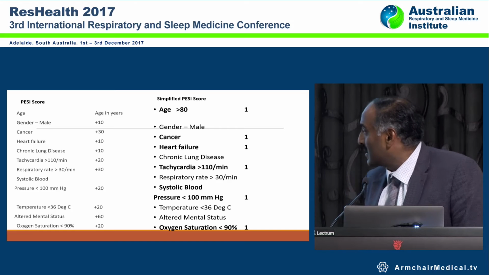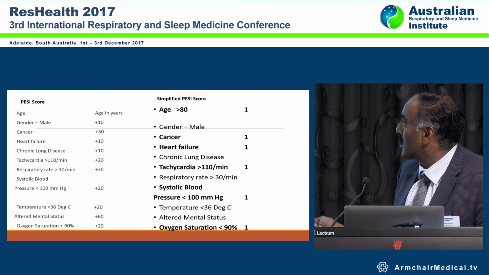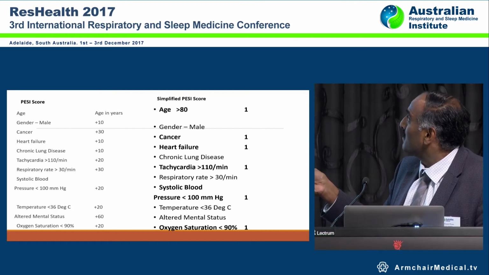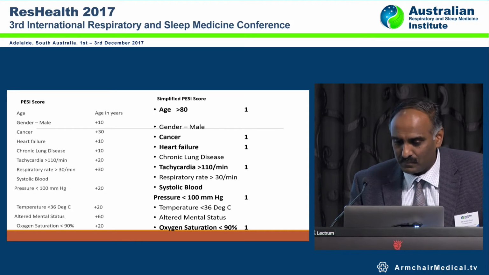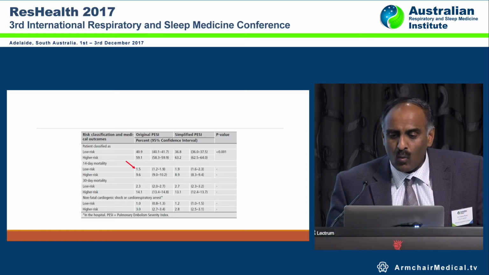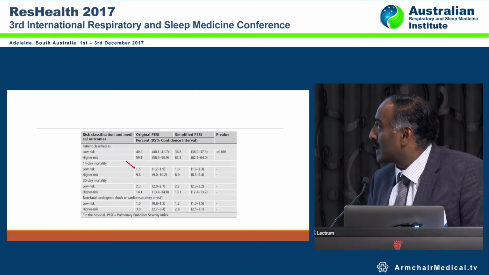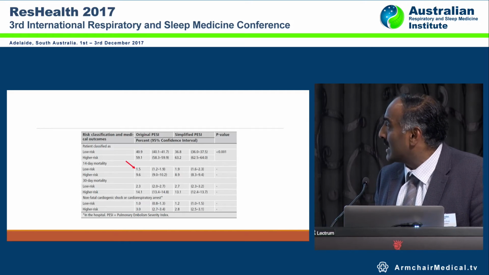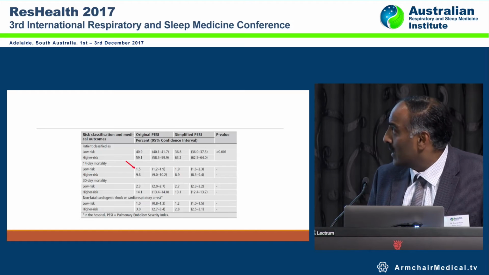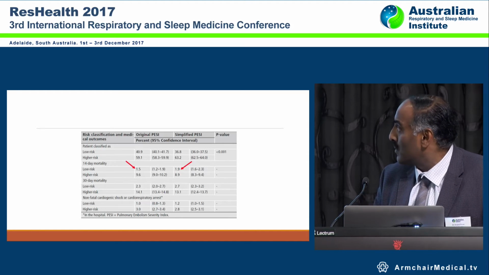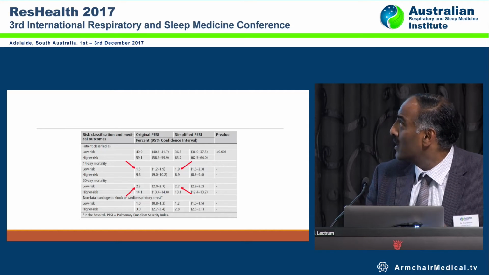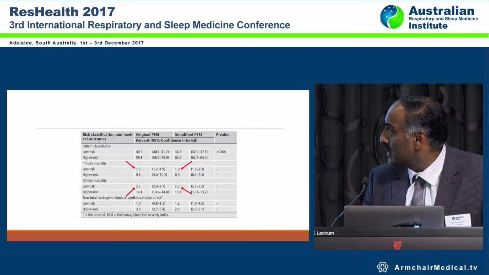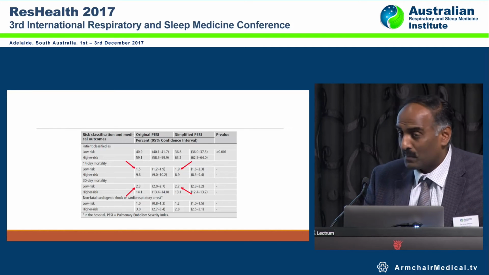So if you look at the factors: hypoxemia, blood pressure, tachycardia, heart failure, malignancy, and age. So that's pretty much it. It's something which can be done easily at the bedside. Now, what is the risk of mortality at 14 and 30 days? There we are, 1.5 and 1.9 with the simplified PESI score. The low risk, again, 2.3 and 2.7. So none of these were statistically significantly different, and it seems to fall within the acceptable range.